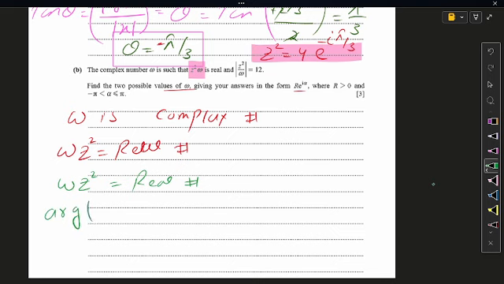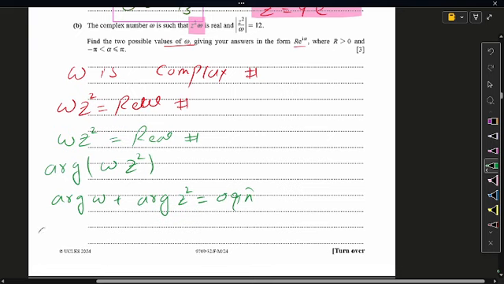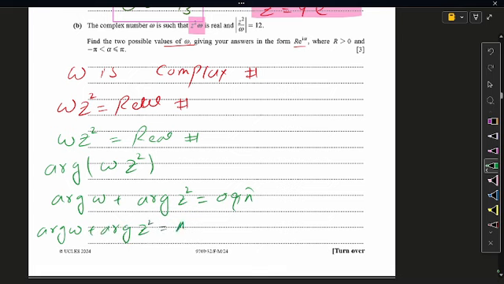If I apply the argument over omega z square, because of the product rule of logarithm functions, I will see argument of omega plus argument of z square, which equals a real number. Real number means 0, and you can also treat it as pi. So these two terms could be taken as maybe 0 or maybe pi. I have to take pi because 0 has no concept of theta in arguments. So I will say argument of omega plus argument of z square equals pi.